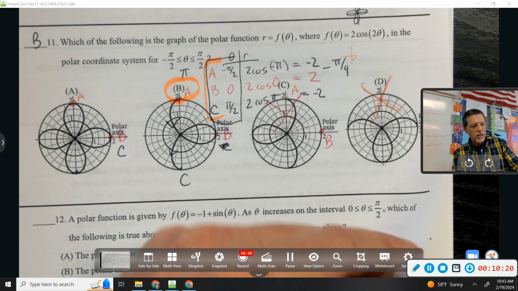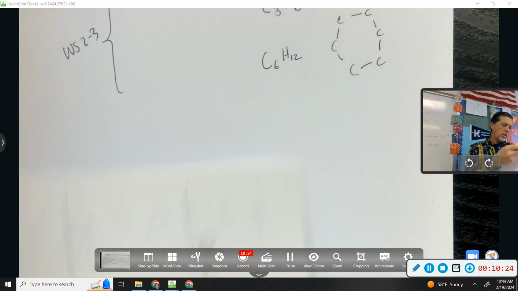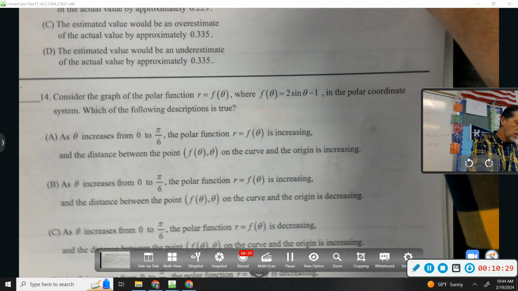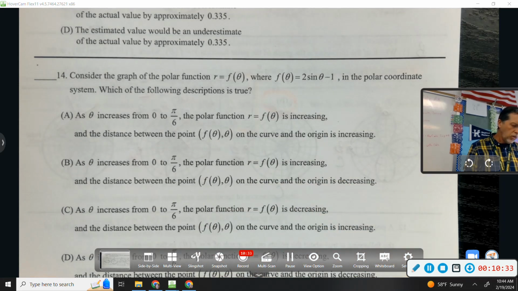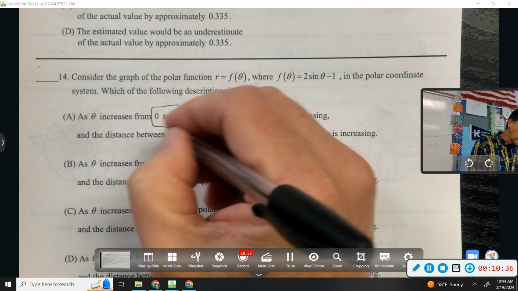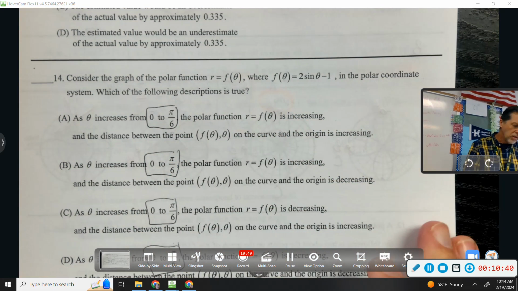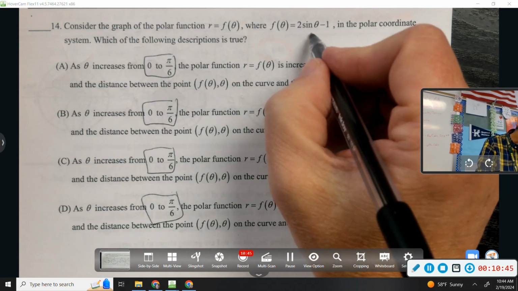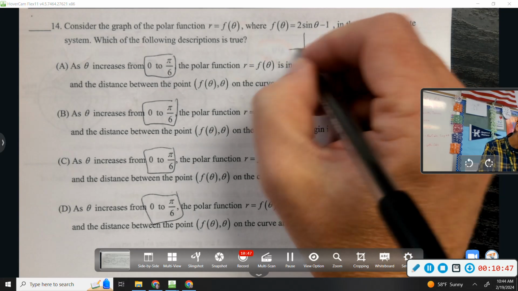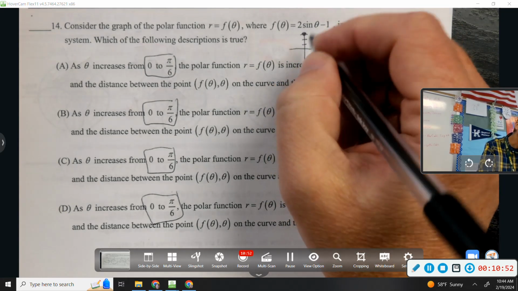Number 14. Uh-oh, a lot of words. Consider the graph of this polar function. Which of the following is true? So what happens from 0 to pi over 6 is the question. So let's graph it from 0 to pi over 6 and see what happens. Although I know already this is a limaçon with a loop.